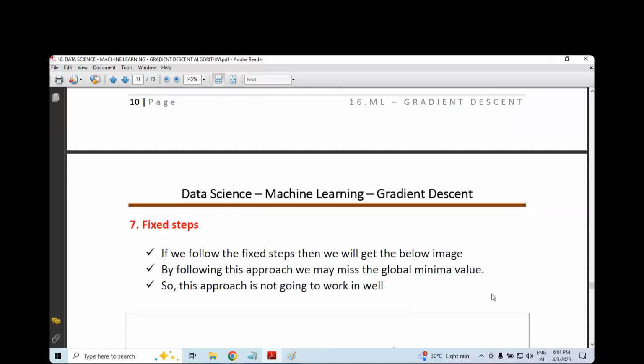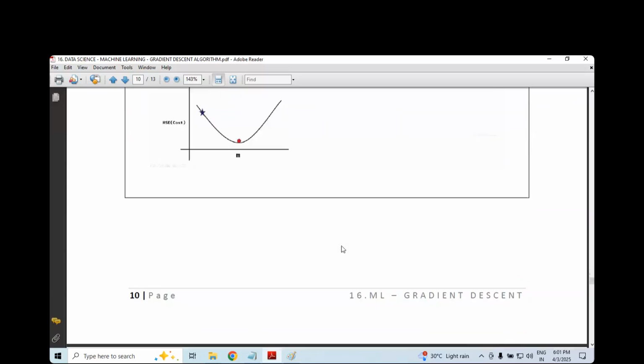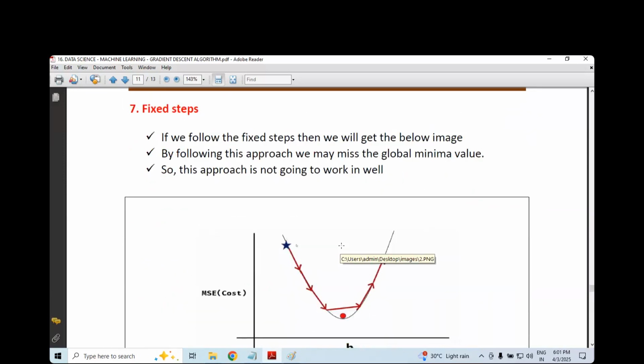These are diagrams we already saw yesterday, right? Fixed step, please make a note on this. Even just now I showed one point. If you follow fixed steps, we'll get the image below. I mean to say, from here 100 to 95, 95 to 90, 90 to 85, 85 to 70, so definitely we are missing this point. It is not like fixed steps. So this approach is not going to work very well.